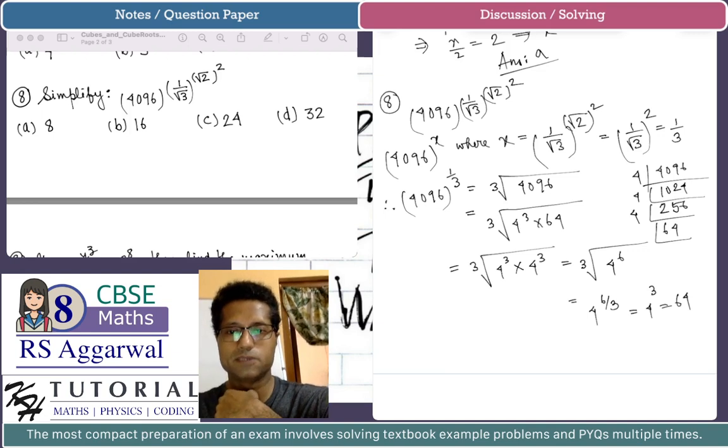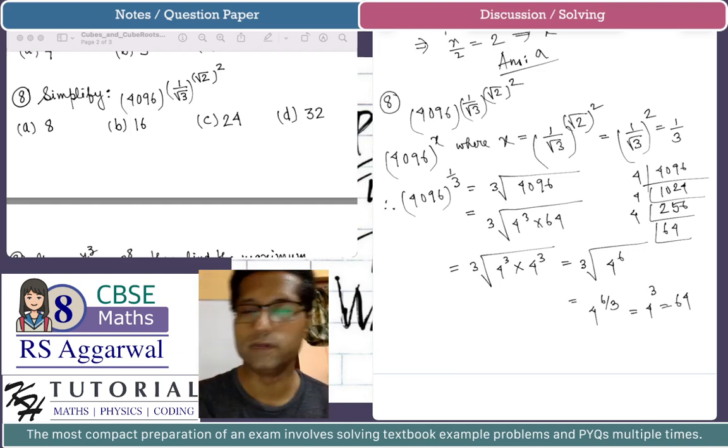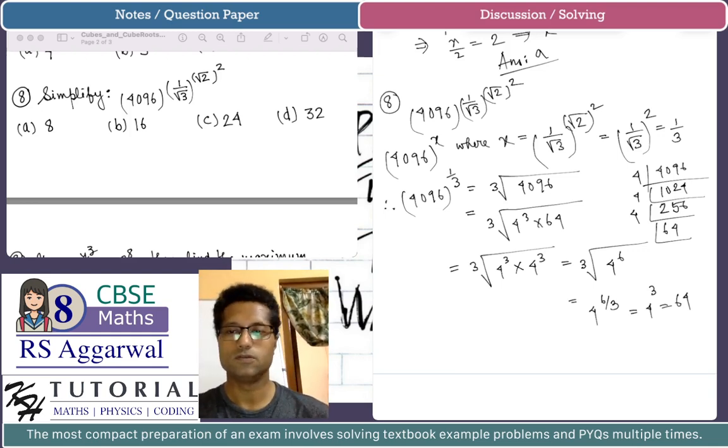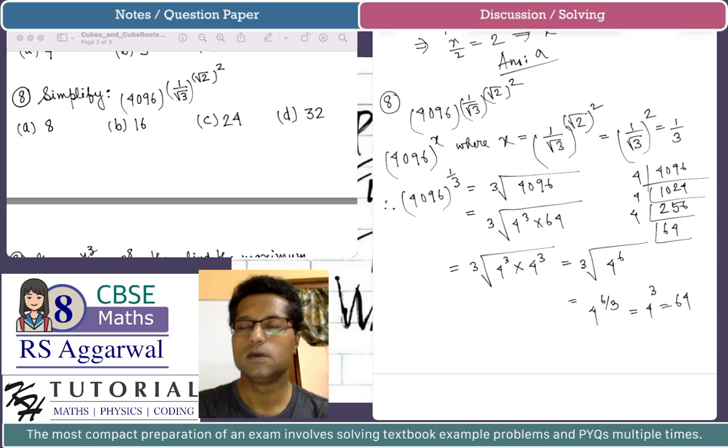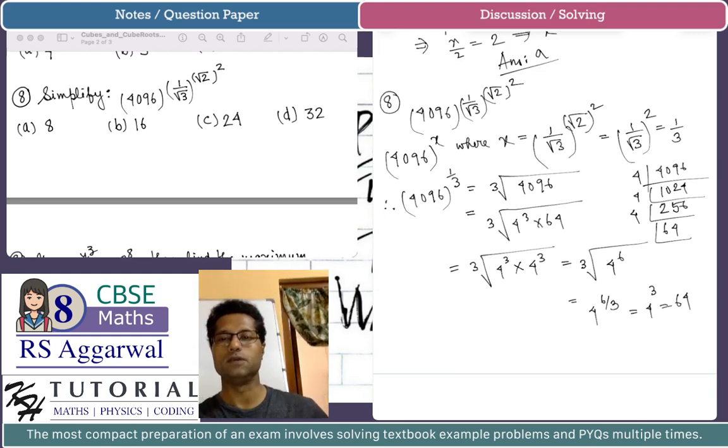The number can be expressed as 4096 to the power x, where x will be 1 by root 3 raised to the power square root, and the square root again is raised to the power 2. So square root of 2 raised to the power 2 is 2. So we have 1 by root 3 whole square, which is 1 by 3. Okay. Now we have to find 4096 raised to the power x, and x we have found to be 1 by 3. So we have to now find 4096 raised to the power 1 by 3, which is nothing but the cube root of 4096. Now what is the cube root of 4096?